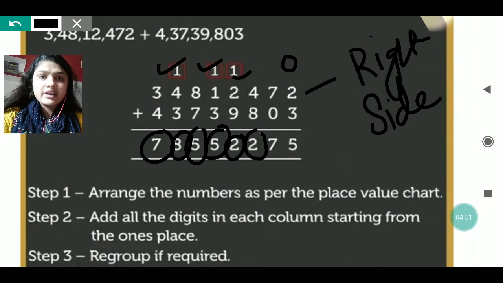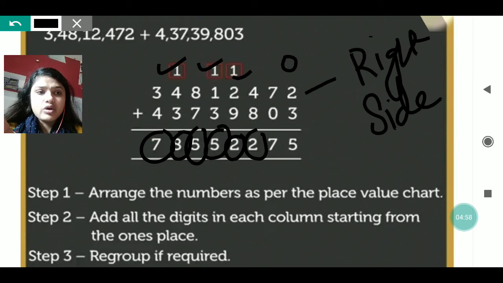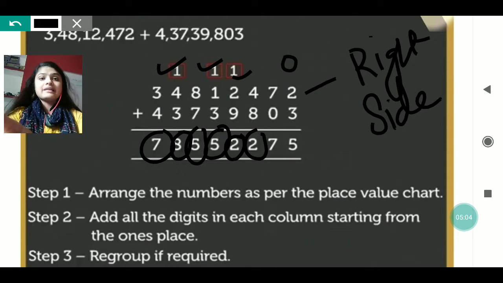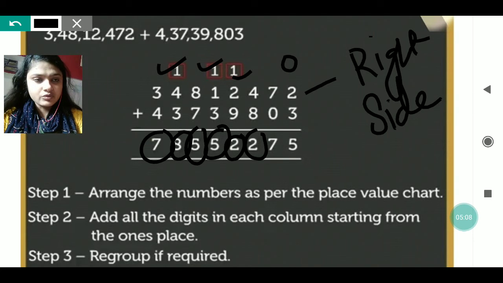It is written downside: arrange the numbers as per the place value chart, then add all the digits in each column starting from the ones place. Regroup if required. Regrouping means the carry which you have written, that only. The word regrouping is used for that. Let's move on with the next sum.